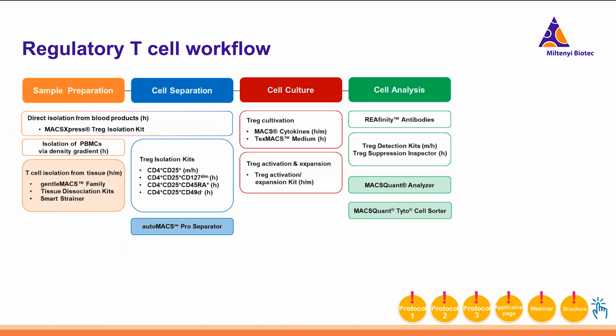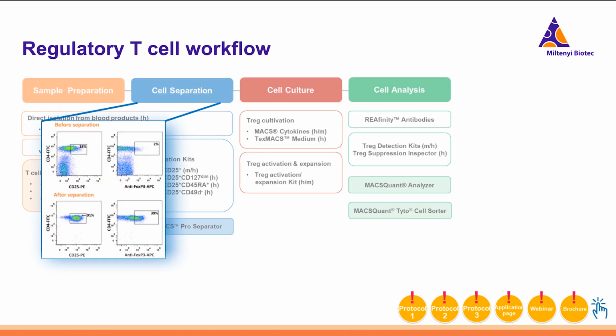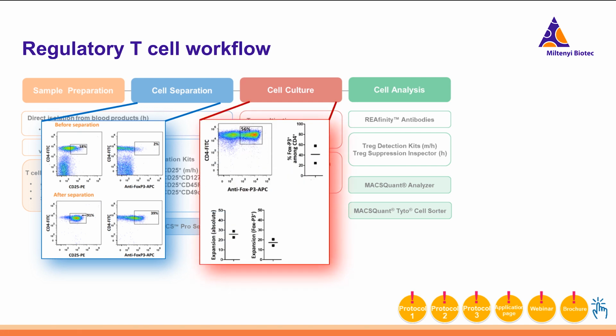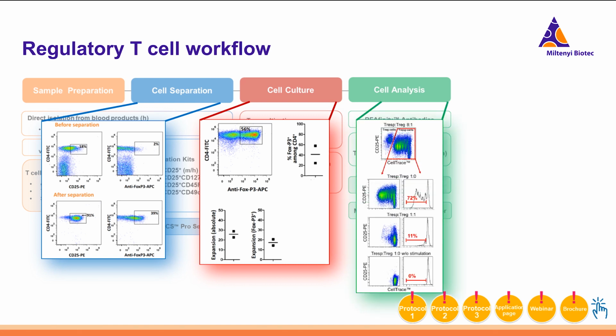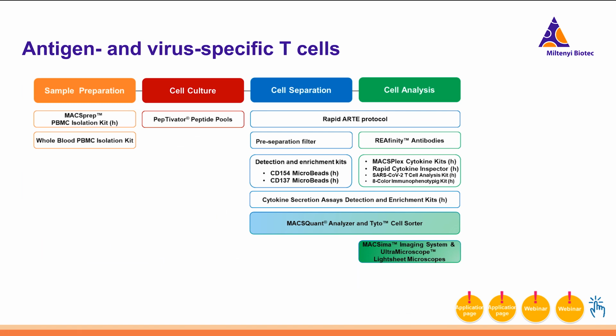We also offer a complete portfolio and workflow for T regulatory cells. We have several Treg isolation kits to isolate highly pure human and mouse T regulatory cells. Tregs are then cultured in TexMACS and expanded, for example, with our Treg Expansion Kit. The phenotype and suppressive capacities can then be assessed using our REAffinity antibodies and the Treg Suppression Inspector on the MACSQuant flow cytometer.